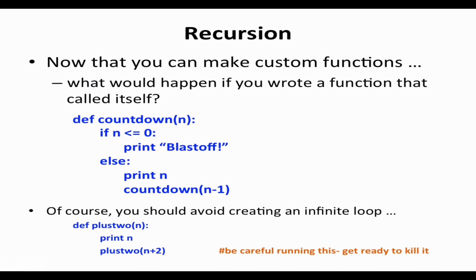So if you give it countdown 2, is n less than or equal to 0? No. So it'll print 2, and then it'll call countdown of 2 minus 1, so it'll say countdown of 1. Now n is 1. Is n less than or equal to 0? It's not, so it'll print 1. And then it'll call countdown of 1 minus 1, or 0, and it'll say, is n less than or equal to 0? Yes. So it'll print blast off. So give it a try. Should work for you.